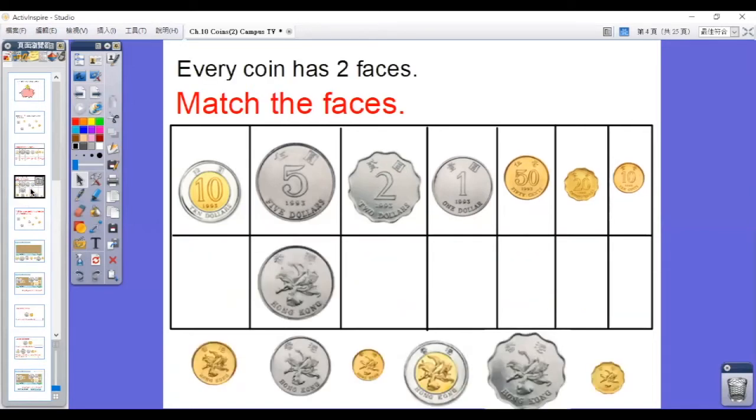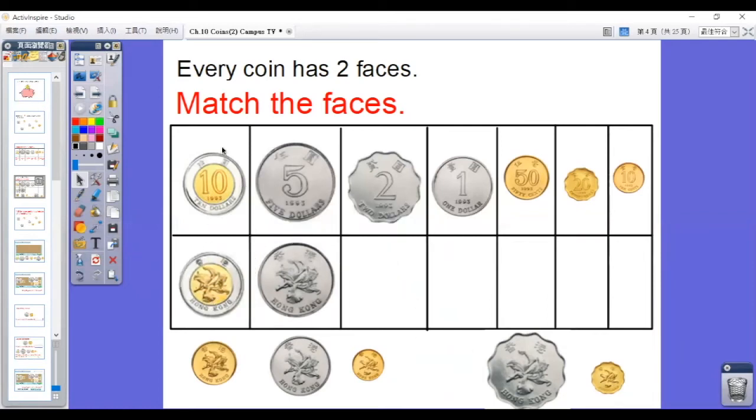Now let me show you. Every coin has 2 faces. The first face I just showed you has numbers on it to tell us the values. And when you turn it over, you will see another face. So now we have to match the faces. The first one is a $10 coin. Which answer is matching? Yes, ding ding. You can see we match the color and we match the shape.